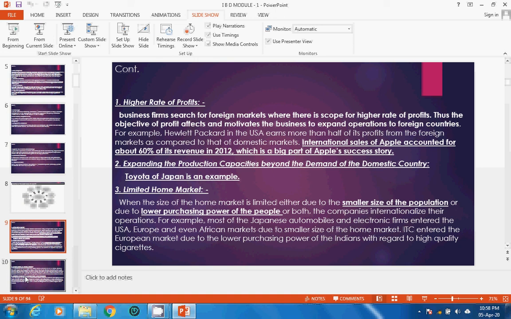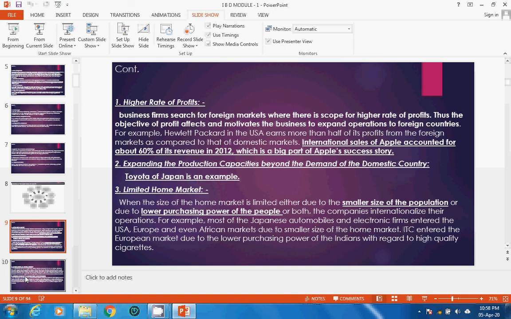Expanding the production capabilities beyond the demand of the domestic economies. Take the example of Toyota of Japan, which has a limited geographical area. Production capacity is beyond the demand of the domestic economies. Therefore, Toyota entered the Asian and American markets.